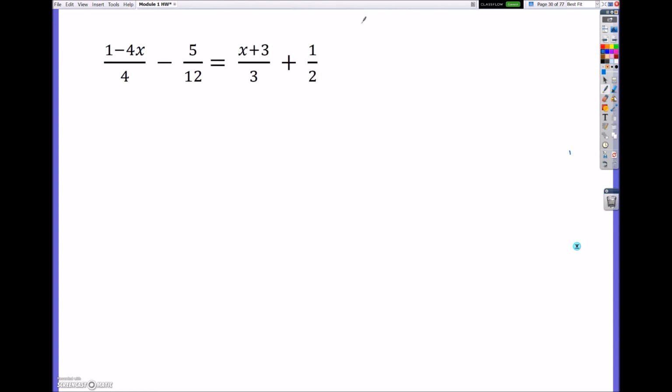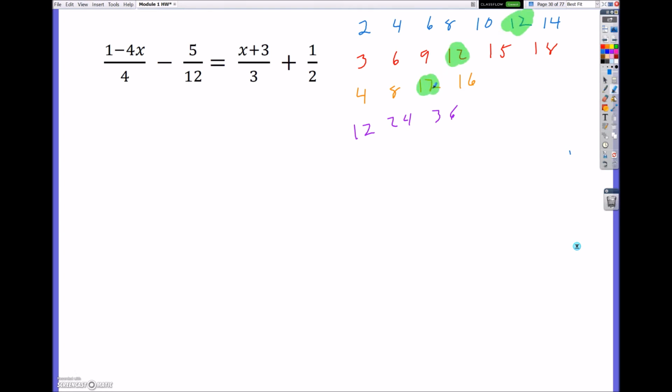So if I look at the multiplication tables of 2, it would be 2, 4, 6, 8, 10, 12, 14. The multiplication table of 3, so it'd be 3, 6, 9, 12, 15, 18. And then if I looked at 4, it would be 4, 8, 12, 16. And if I looked at 12, it would be 12, 24, 36. And you want to see if there's a number that they have in common. And they do. They all have 12 in common. Therefore, that's the LCM, and you want to multiply each and every term by 12.